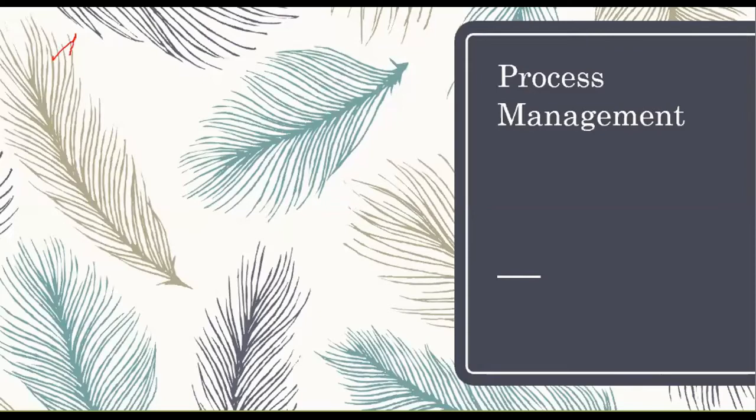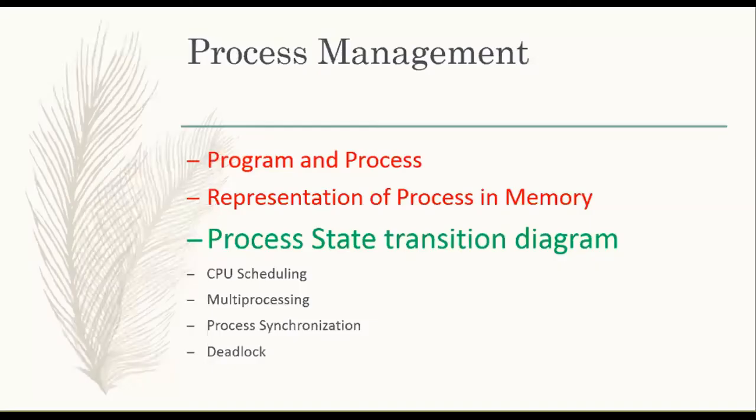We were discussing process management. We had picked what is a program and what is a process. Then we moved to how we represent a process in memory. So we had picked the data structure which is used to represent a process in memory, that is the process control block, which is also known as PCB. We had picked which kind of information it contains and why it contains different kinds of information.